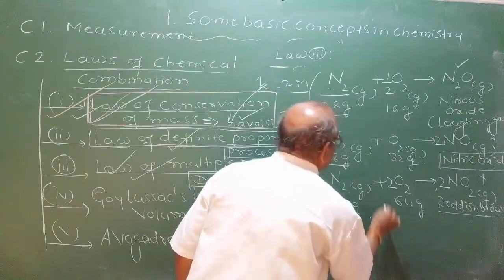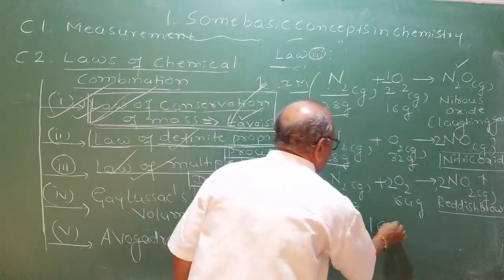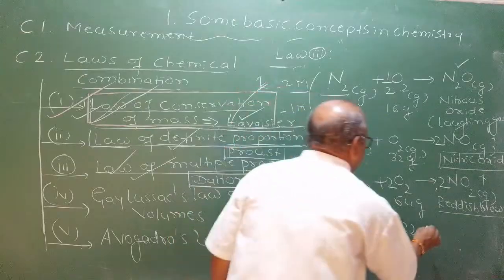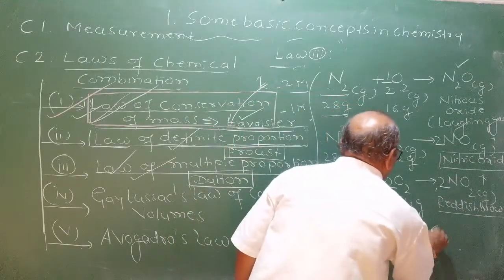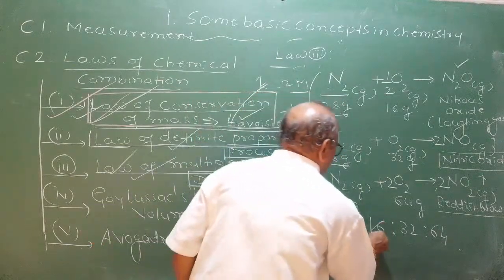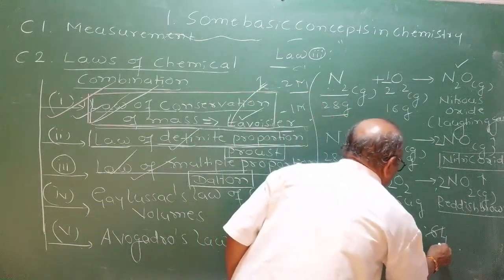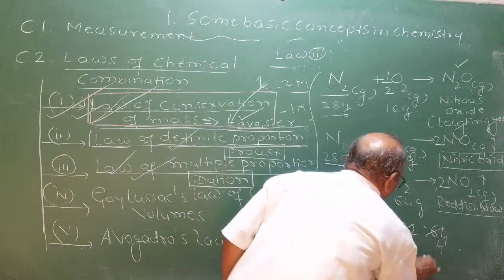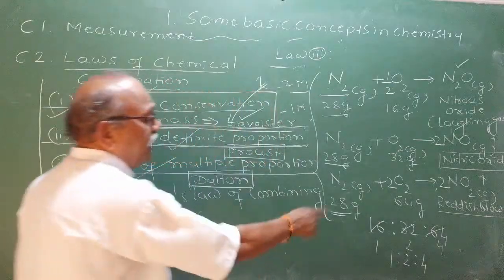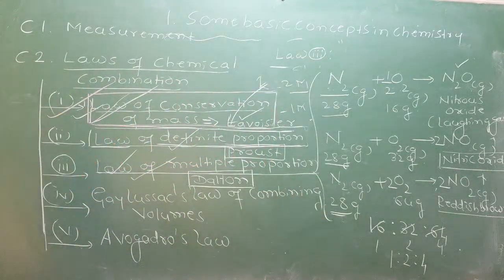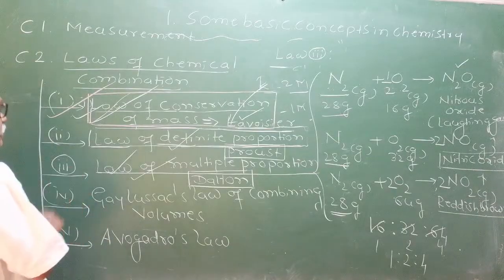If I take 16 in nitrous oxide, 32 in nitric oxide, and 64 in nitrogen dioxide, cancel them: 16 ones are 16, 16 twos are 32, 16 fours are 64. They are in the ratio 1 is to 2 is to 4. Means they bear a simple whole number ratio. This is called the law of multiple proportion.